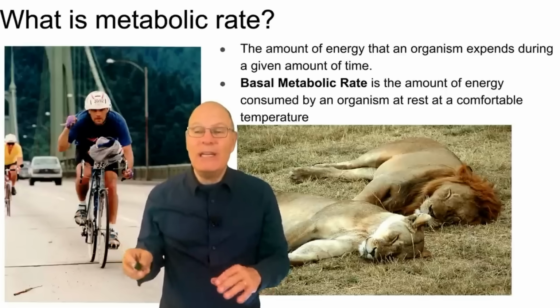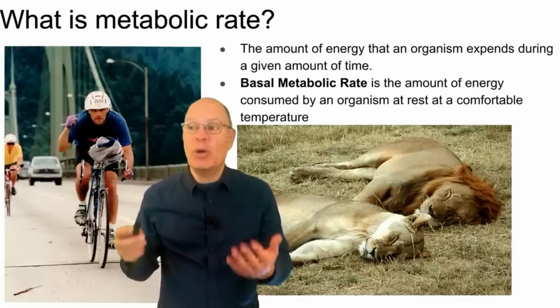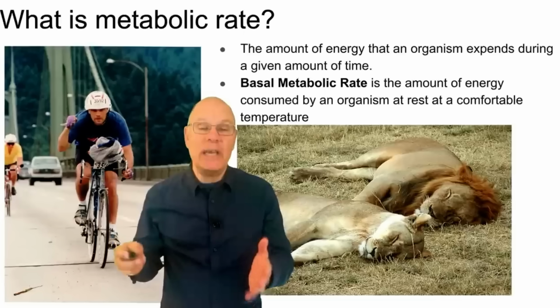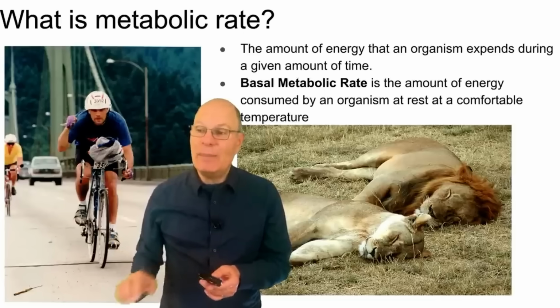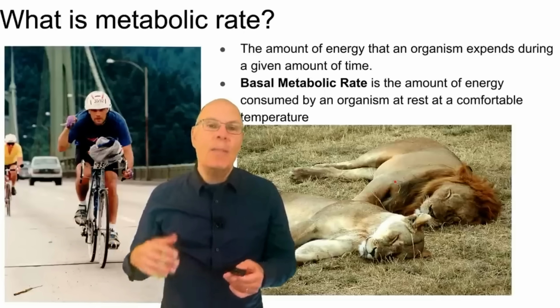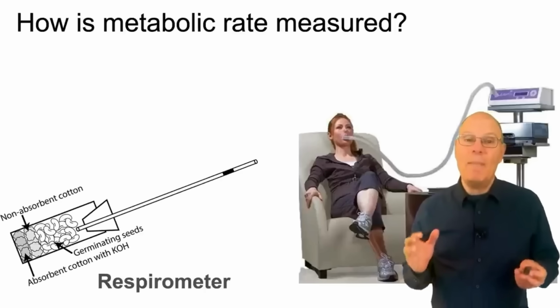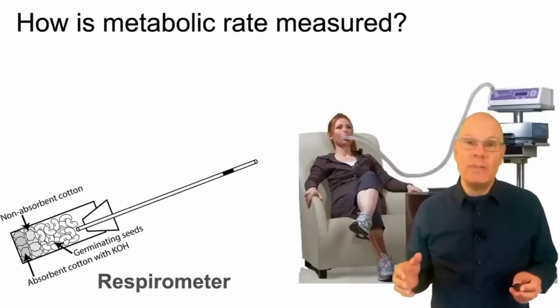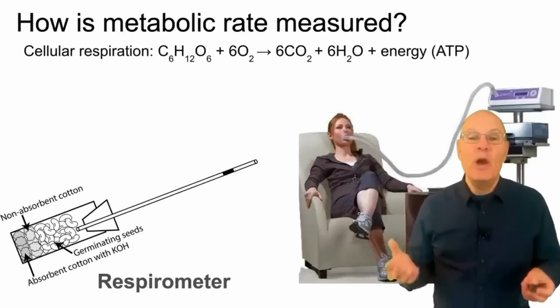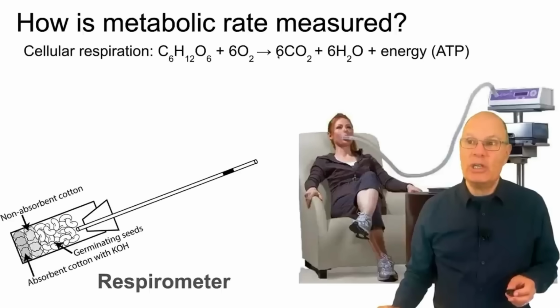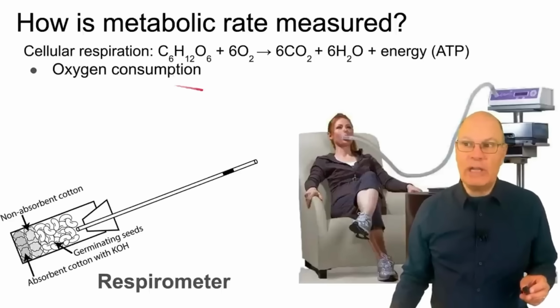Basal metabolic rate is the amount of energy consumed by an organism at rest at a comfortable temperature. They don't have to be sleeping as these lions are, but it's resting metabolism. How is metabolic rate measured? To answer this, we have to harken back to Unit 3 and think about the formula for cellular respiration shown over here. You can measure the input oxygen.